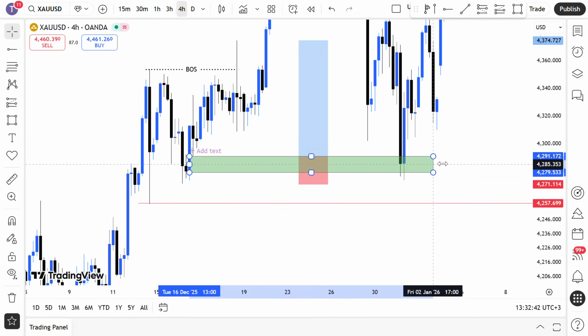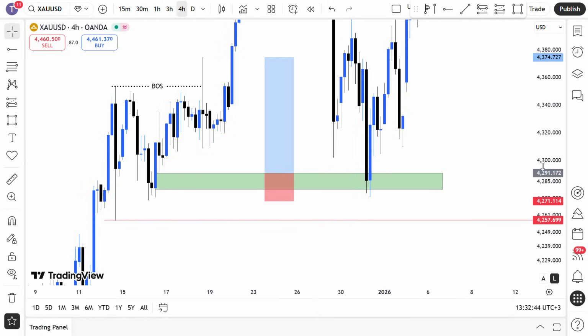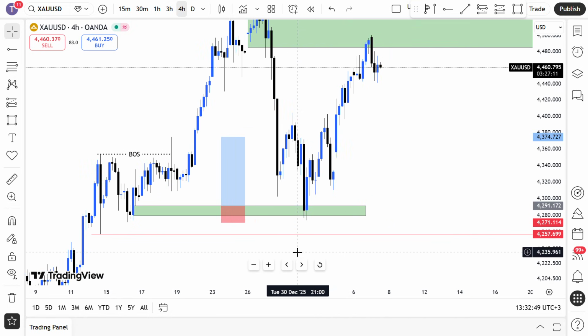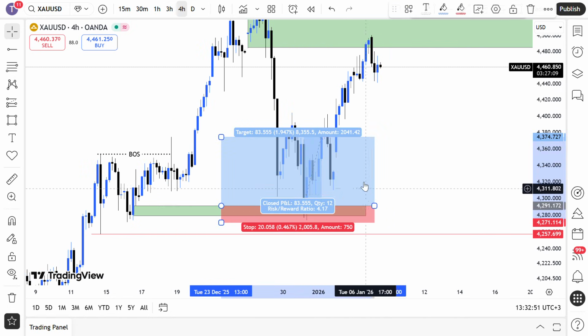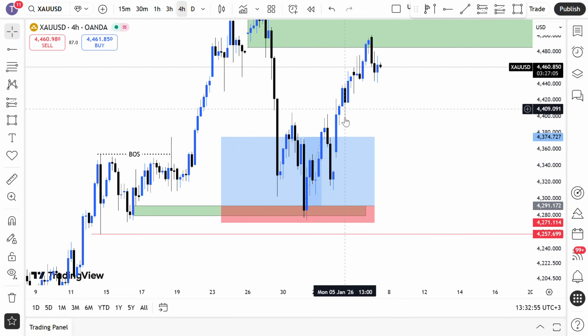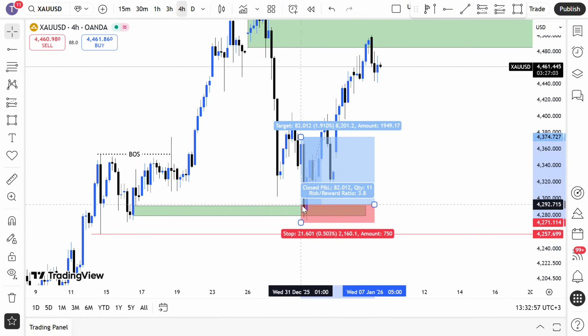If I extend that level, the price came again back into that level that was left behind a long time ago. And we have a very good reaction. You can see clearly the price tapped into that level and we have this kind of reaction to the upside. So let me delete that.